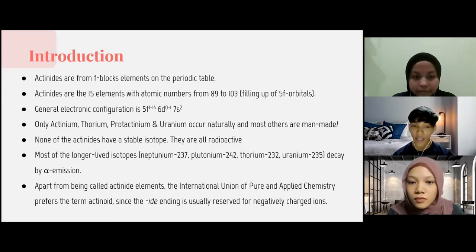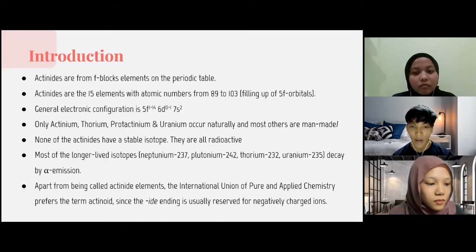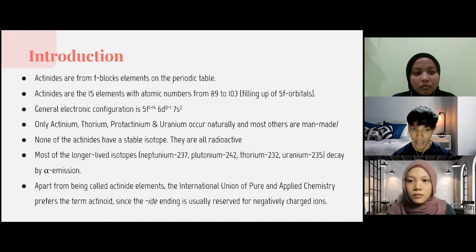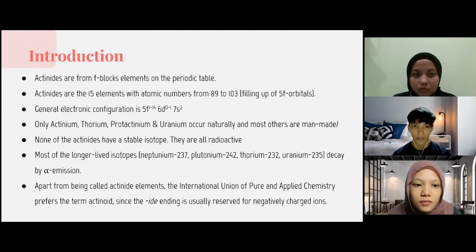Apart from being called actinoid elements, the International Union of Pure and Applied Chemistry, or IUPAC, prefers the term actinoids instead of actinides because the -ide ending is usually reserved for negatively charged ions. I am going to pass to Yasmin for further explanation of the properties of the actinoids.